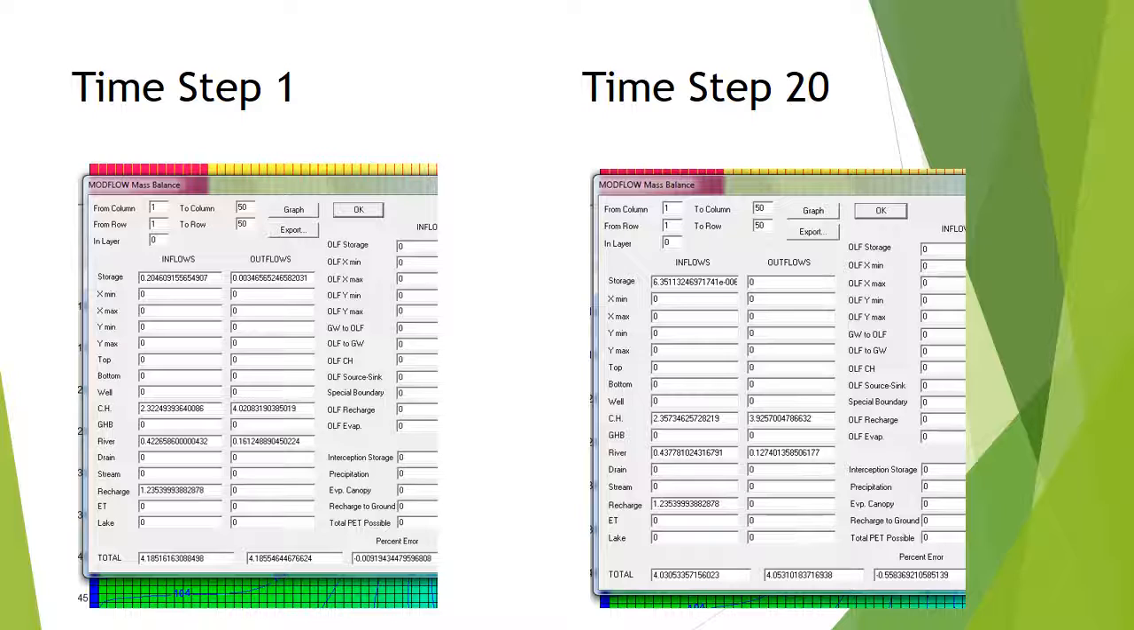As you can see from the mass balance summary, the river outflow at the beginning with the cap is very similar to the original base case outflow, but at time step 20 it decreases very slightly. Again, this is over the course of 600 some odd years, so the amount that it decreases is pretty negligible.